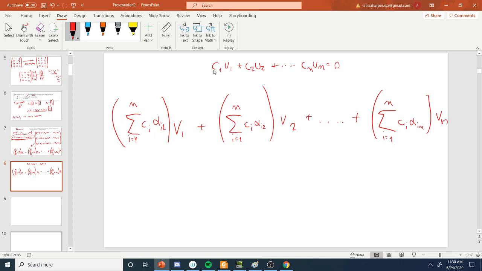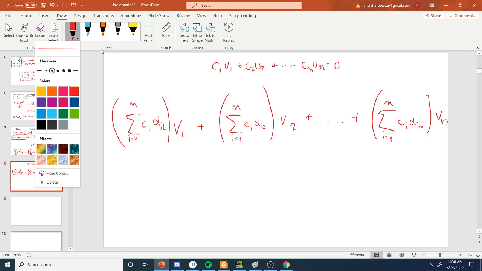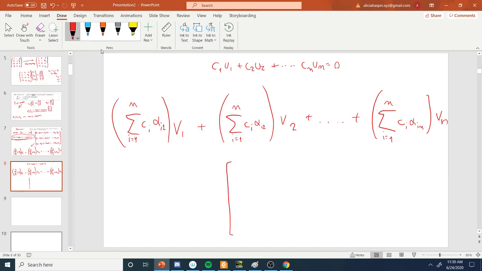So by switching from a linear combination of the vectors u1 through um to a linear combination of the vectors v1 through vn, I can interpret this as a matrix system. And so here's the matrix system. If this is all equal to 0, then the matrix system I'm trying to solve is this one. Here I'm going to have the vector with coefficients c1, c2, all the way through cm.